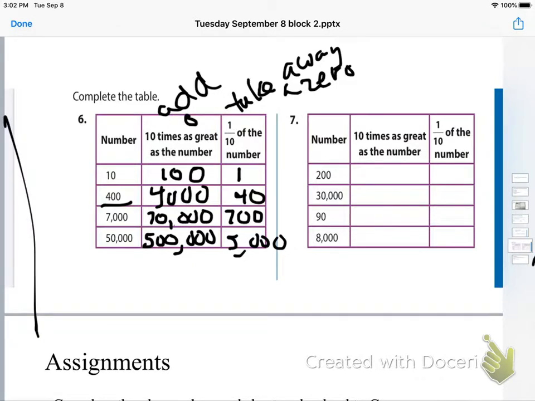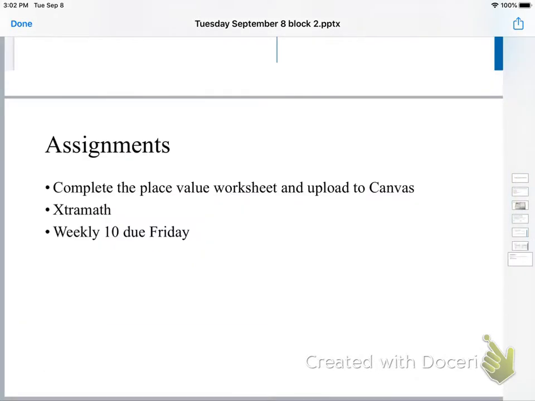And then you will see that the assignments for today, you're going to go to Canvas and you're going to complete the place value worksheet, and then you'll upload it to the submission box. You will complete your extra math, and then there is a new weekly 10 that is due on a Friday, and that is what you missed in class today.